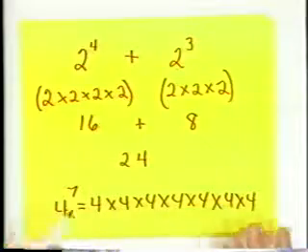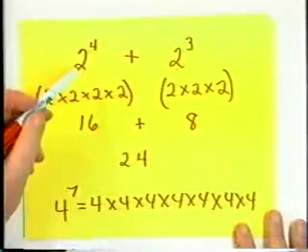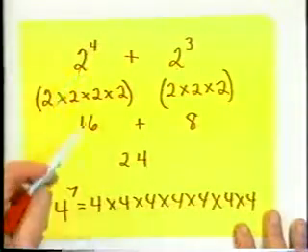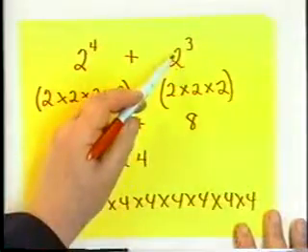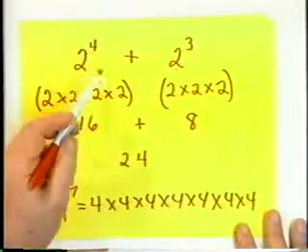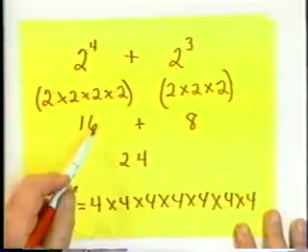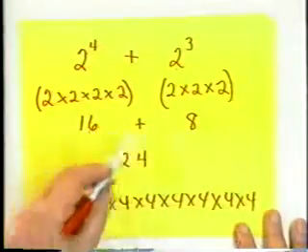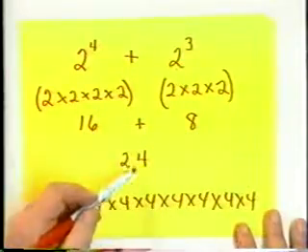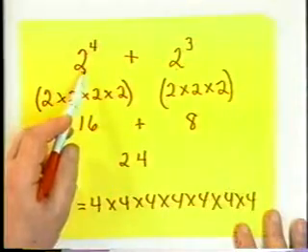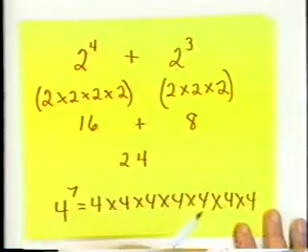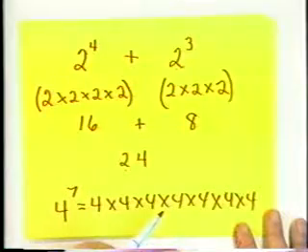You say, well, I don't care. Well, you have to care, because once you've accepted this definition, 2 to the 4th means 16. 2 to the 3rd means 8. And 2 to the 4th plus 2 to the 3rd means 16 plus 8. And whatever you do, since 16 plus 8 is 24, any rule that you make up for doing this problem had better give you 24 for the answer.